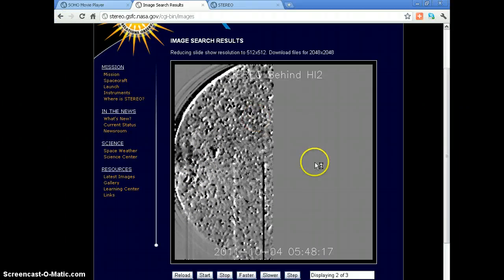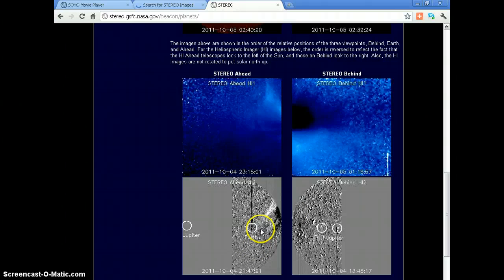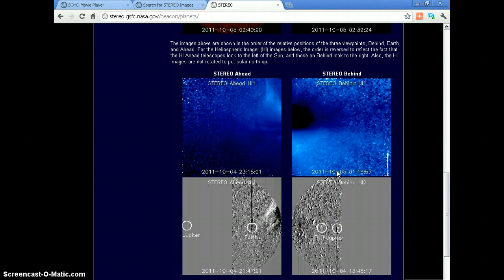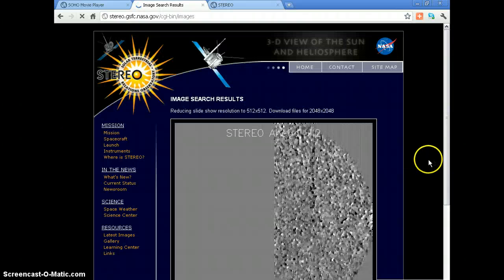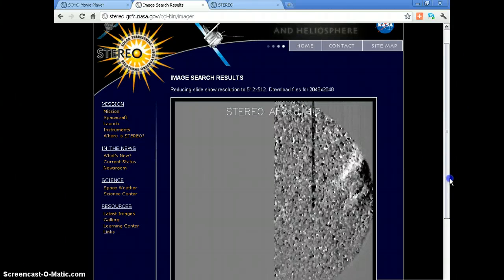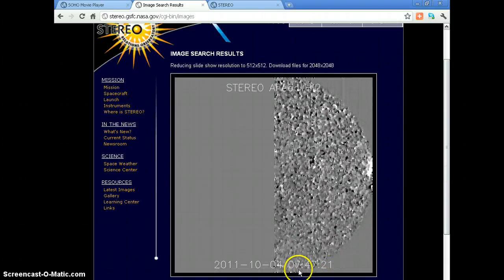And now what we're going to do is just go back really quick and have a look at this side of STEREO Ahead 2. We do know that when we put our planets in here, these pop up. So let's have a look at that. And then today, something big happened on the sun, and we look at STEREO Ahead 2, and we're just going to focus on this a little bit. We look at the time today. The time is the key.